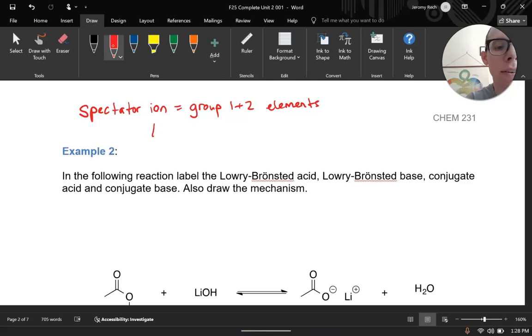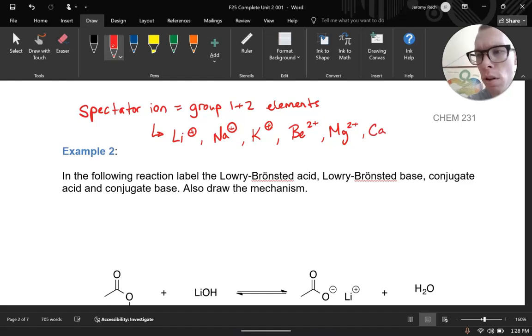If we think of a few specific examples, lithium with a plus charge, sodium with a plus charge, potassium with a plus charge. You can also have your 2 pluses, like your beryllium or your magnesium, or the other one is calcium. Each of these group 1 and group 2 elements are going to be forming an ionic bond. That's just going to be that charge attraction between a positive cation and a negative anion.